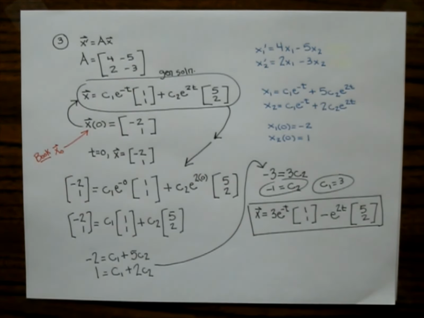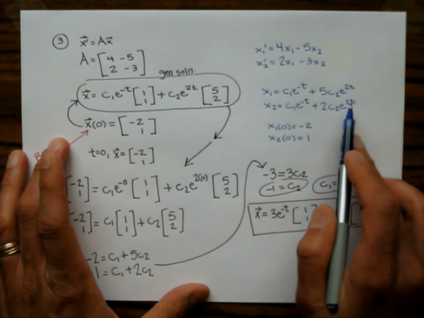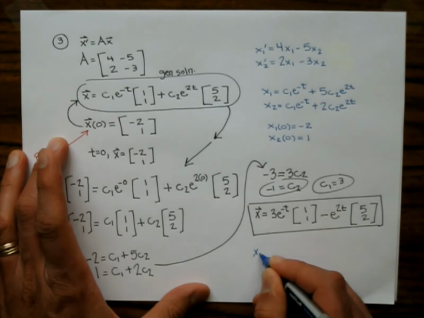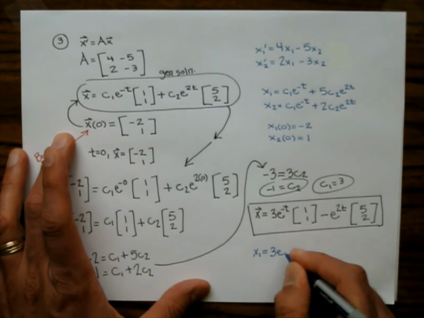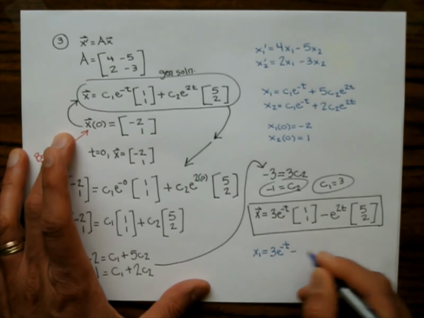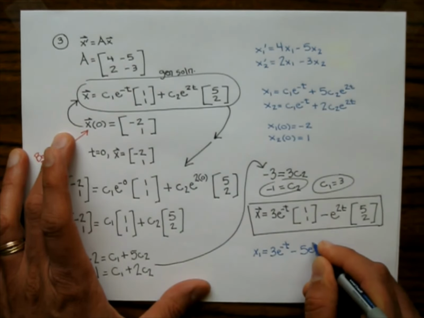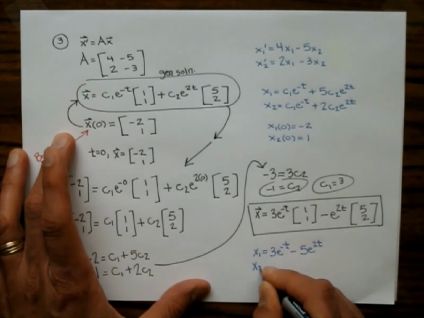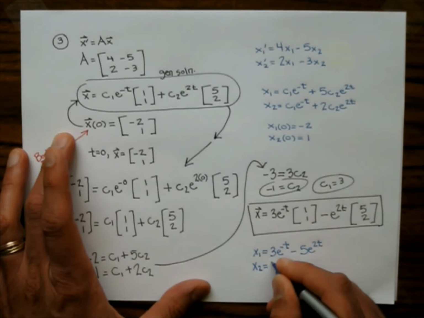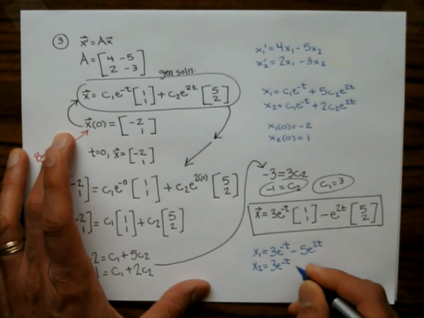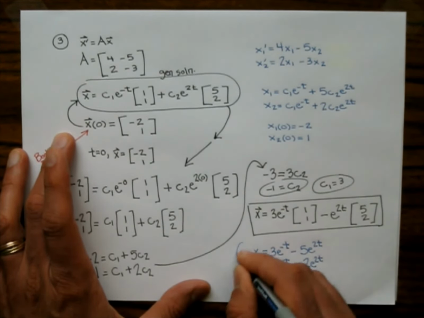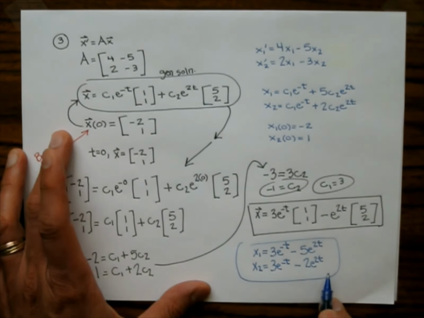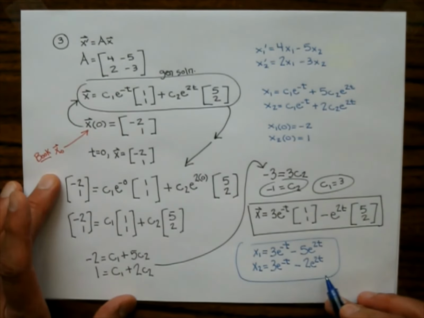I am done with this problem, but what I want to do is go ahead and write out what this is, kind of like I did up here. This really says x1 equals 3e to the -t minus 5e to the 2t, and x2 equals 3e to the -t minus 2e to the 2t. So this right here is how you would write it if you were just doing the systems and writing it like that.